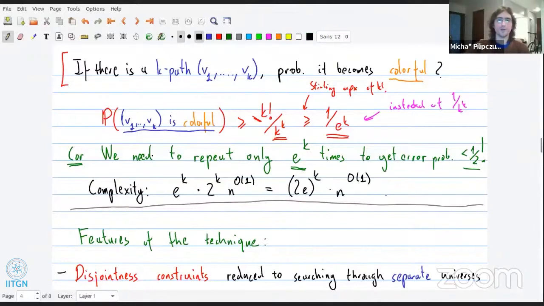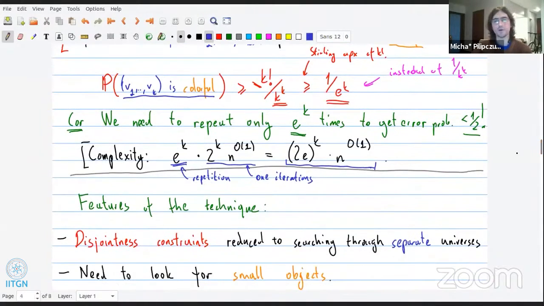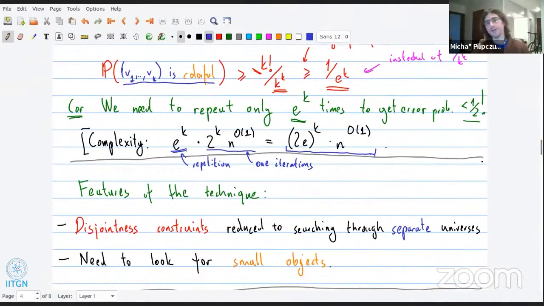So now what is the complexity of our algorithm? We have e to the power k repetitions of our algorithm. And each time I apply my algorithm, I use this running time 2 to the power k times polynomial in n to solve the problem of finding a colorful k-path. So all in all, the algorithm runs in (2e) to the power k times polynomial, which is FPT, right? So I have now improved the running time like that, using dynamic programming on subsets of colors as a base subroutine.